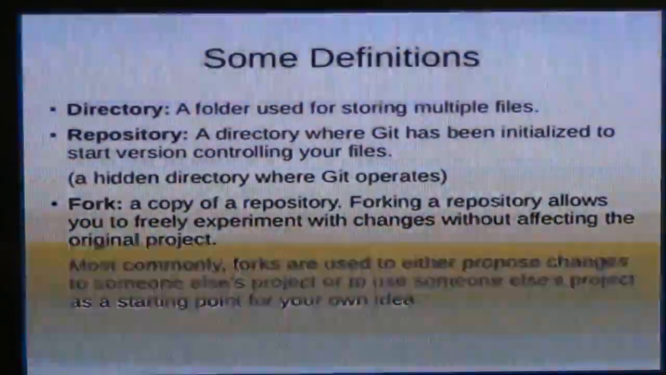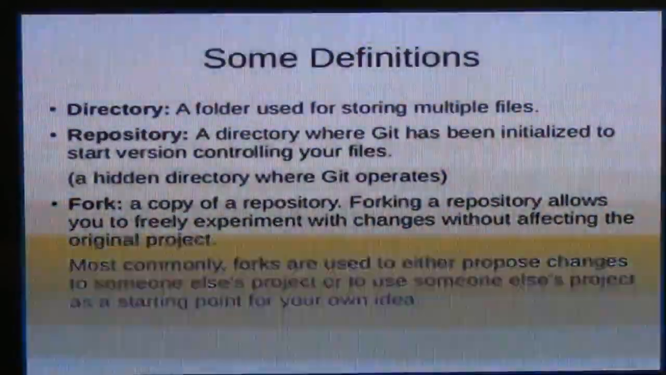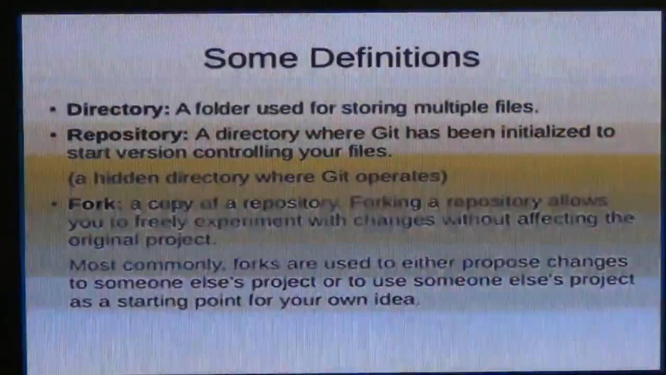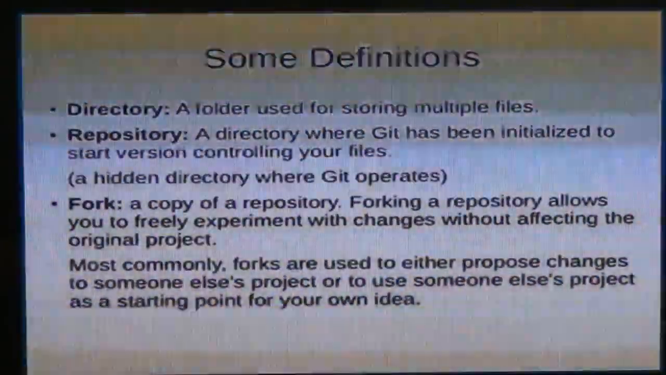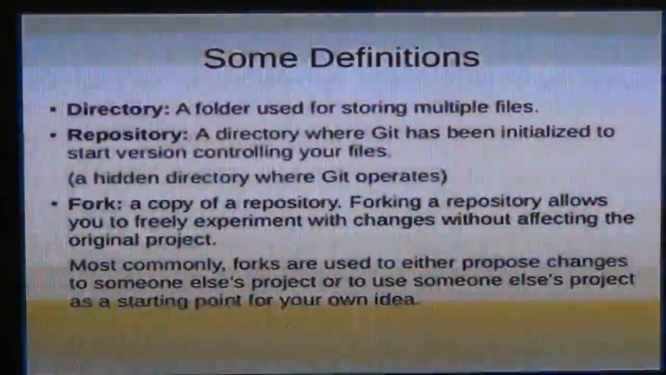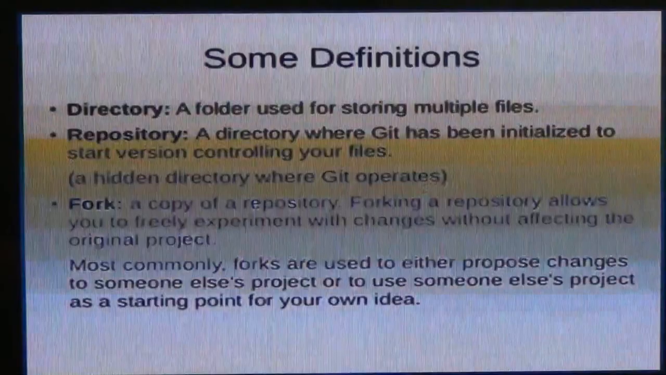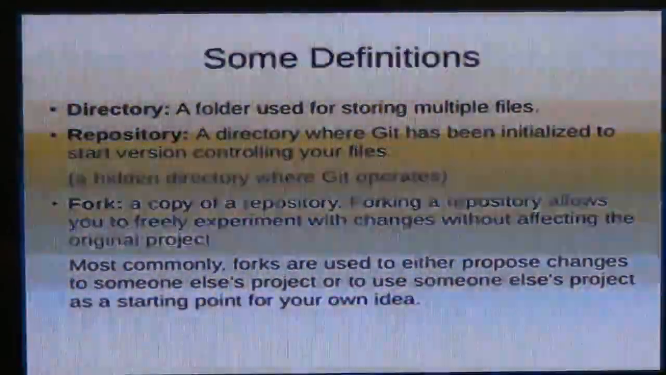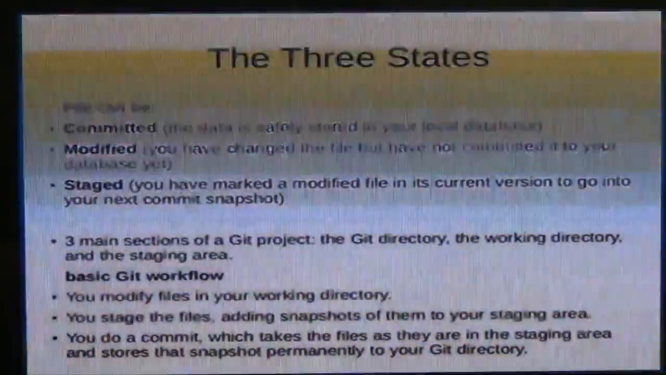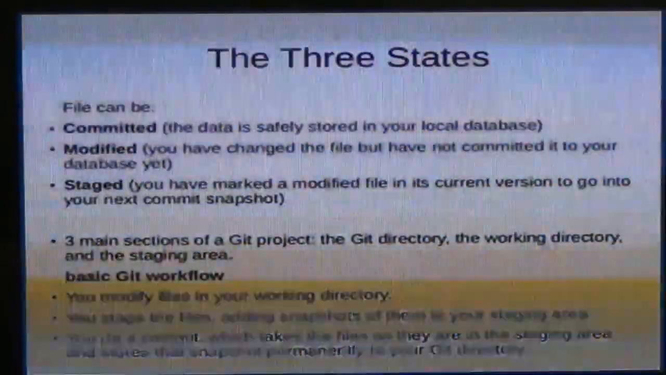So it's a hidden directory where Git operates. And also another important definition is fork. Fork is a copy of your repository, which is quite useful when you have several versions or when you work with someone else's code. So actually forking is more a GitHub issue than a Git one, because in Git you mainly have clone.